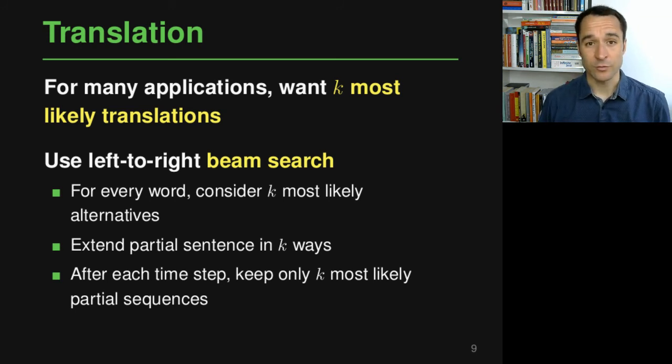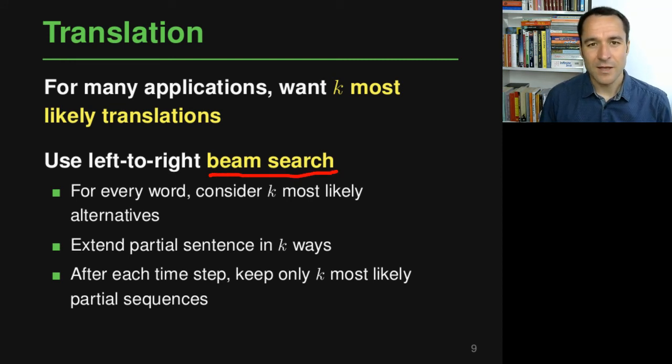Now, how can we do this? Because by default, what the model does is to predict one output item after another for the given input sequence. So we just get one sequence and this is the most likely one, but we do not have a way to get the k most likely translations. The answer to this question is to use something called beam search.